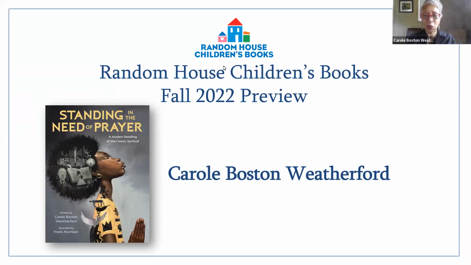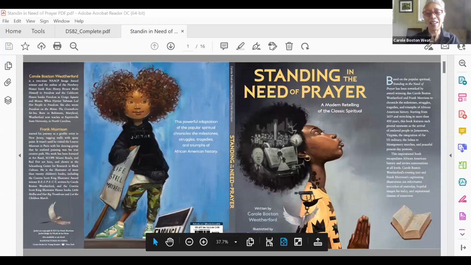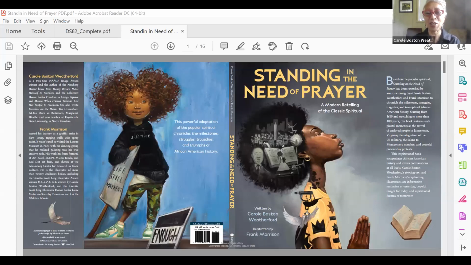And if you will bear with me, I'm also going to try to sing some of the verses. So hang in there with me. As you can see, Frank Morrison is really uber talented. And I love the way that he weaves history into these contemporary settings. So you can see that the boy on the cover has an afro, but within his afro are scenes from African American history.